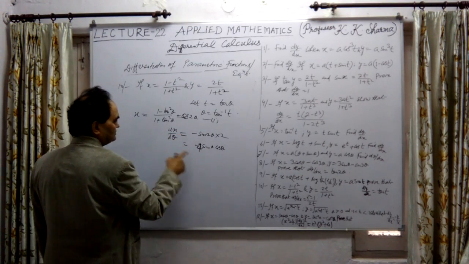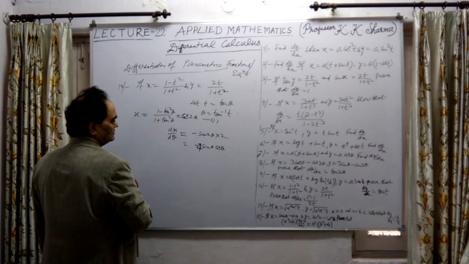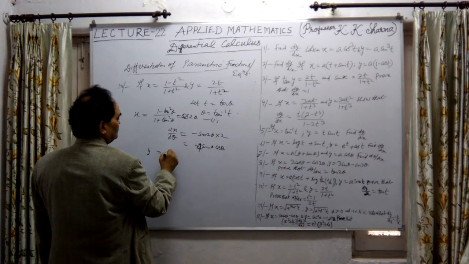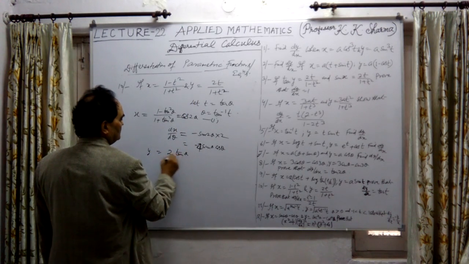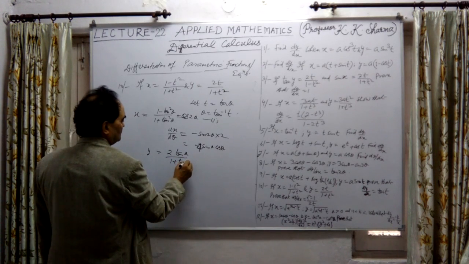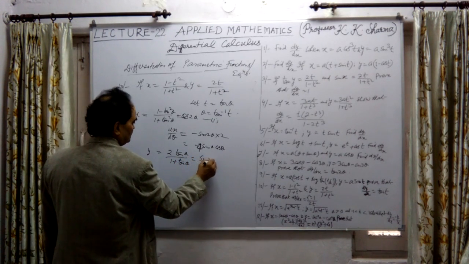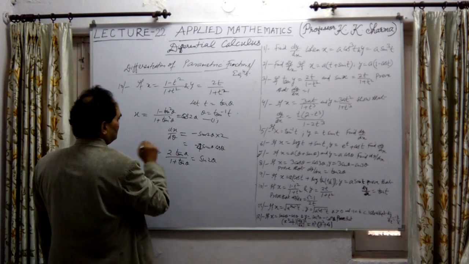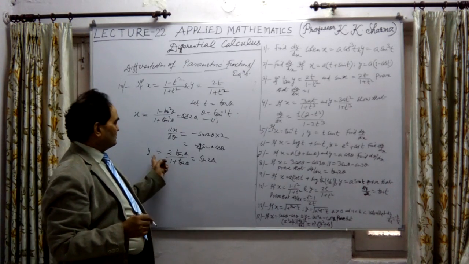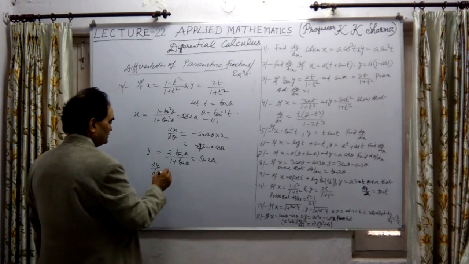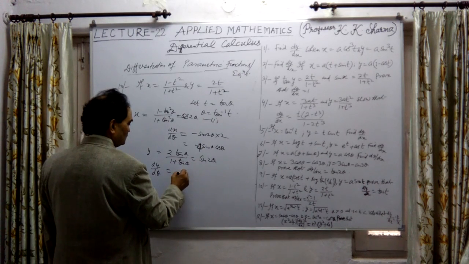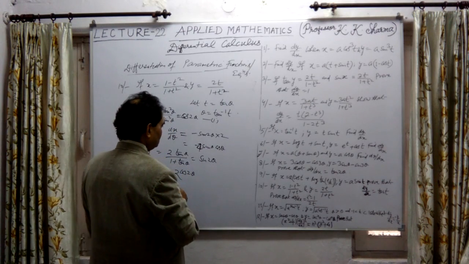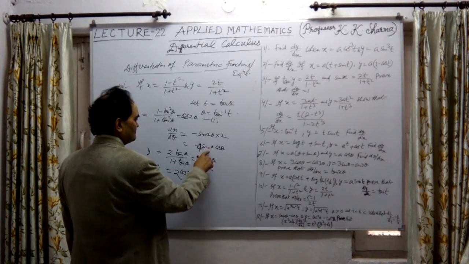So let me take this: dx by d theta is 4 sine theta cos theta, nothing else. And y is here 2 tan theta divided by 1 plus tan square theta. This is nothing but sine 2 theta. So differentiating y with respect to theta, y is expressed in terms of theta, so we can find dy by d theta is cos 2 theta into 2. Okay, so now let me divide them.